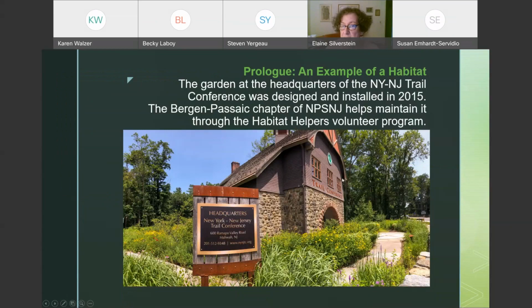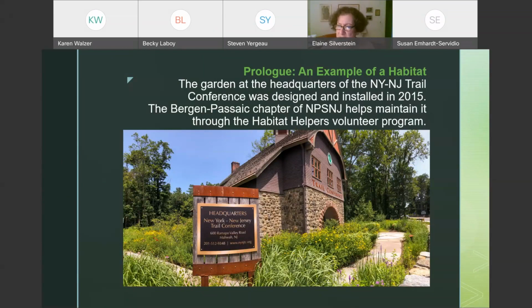This is my best example of a created habitat, or a habitat that was created within a natural habitat that had been degraded. And it's the garden at the headquarters of the New York, New Jersey Trail Conference, which is in Mahwah, up almost in New York State. The Bergen Passaic chapter of the Native Plant Society helps to maintain this through a volunteer program at the New York, New Jersey Trail Conference.